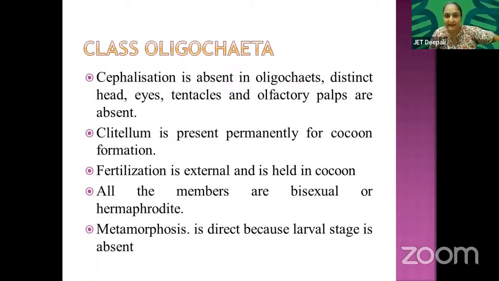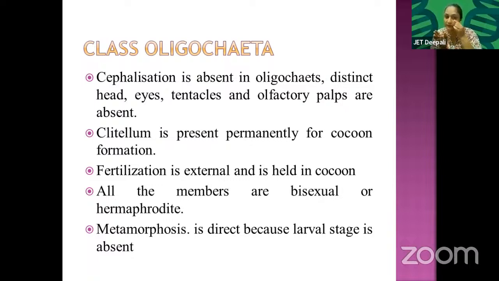Fertilization is external and is held in the cocoon. What does the clitellum do? It forms a cocoon, and in the cocoon, eggs are protected. Fertilization is external. All the members are bisexual or hermaphrodite. Bisexual means the organism has both sexes in the same earthworm.